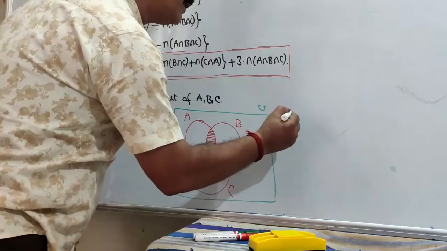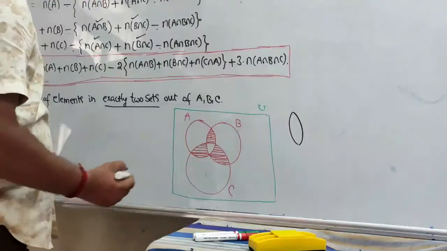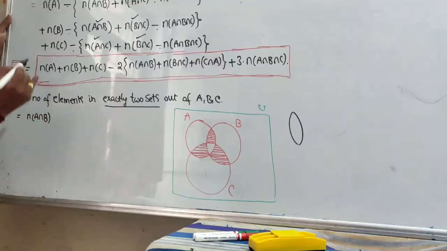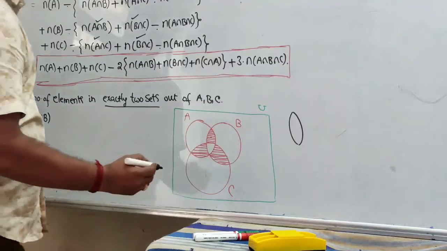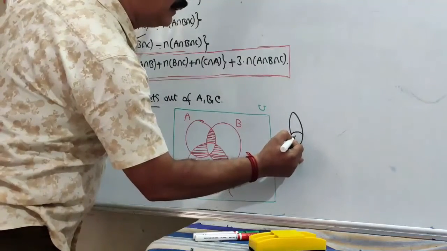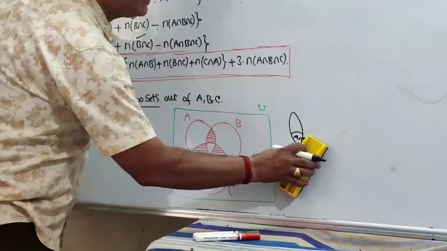Now that is equal to, here first we will take this area, n of A intersection B. But we don't want this part, which is A intersection B intersection C. So subtract this area.